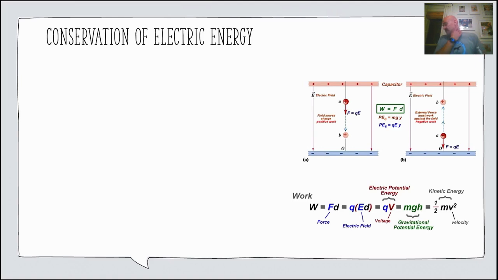Hi, welcome back to topic 9.3 here in AP Physics C, Unit 9. This is on conservation of electric energy. This is just going to add something to what we've already talked about with conservation of energy.